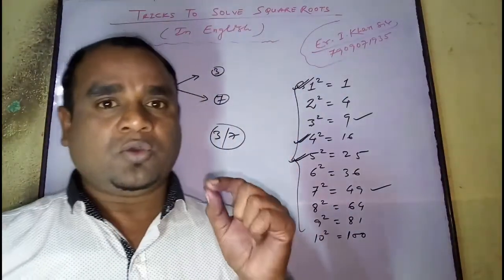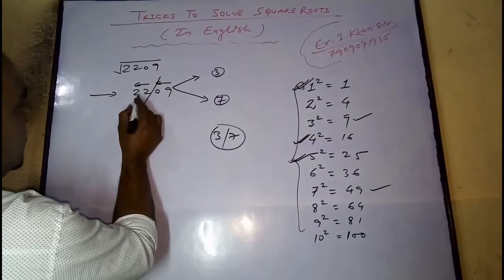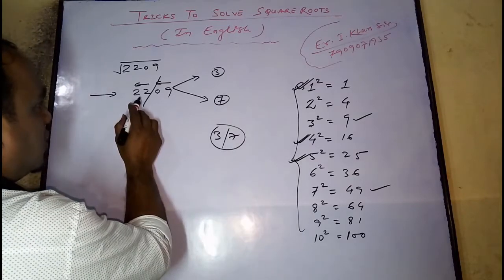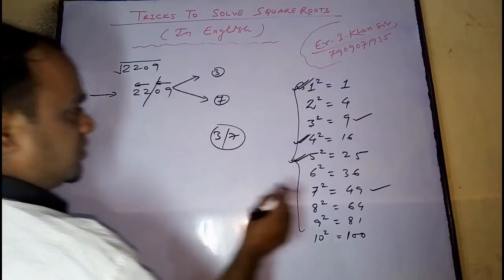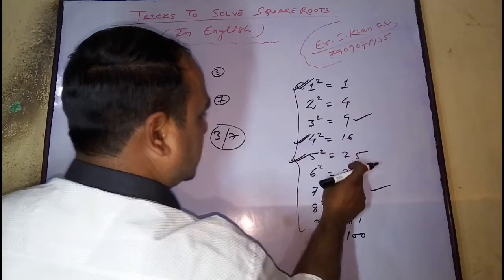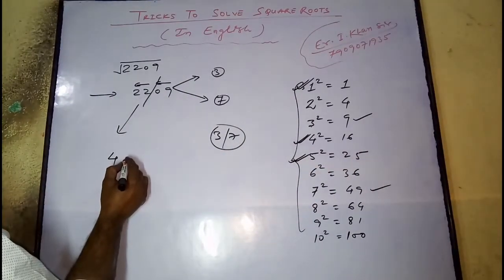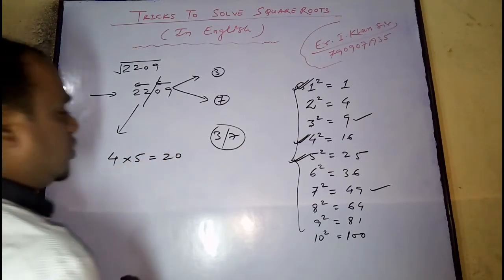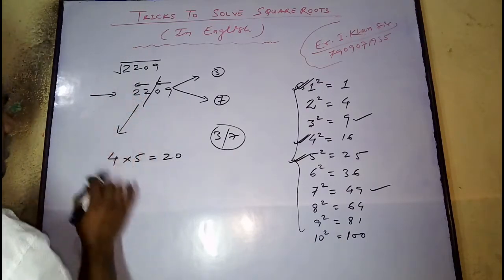Now what do you have to do? You have to see, now we have the number 22 left. Now you have to see between the squares of which numbers 22 lies. Then you will get 4 or 5, because the square of 4 is 16 and the square of 5 is 25. Therefore this number lies between 4 and 5. Now multiply these two numbers, you will get 20.